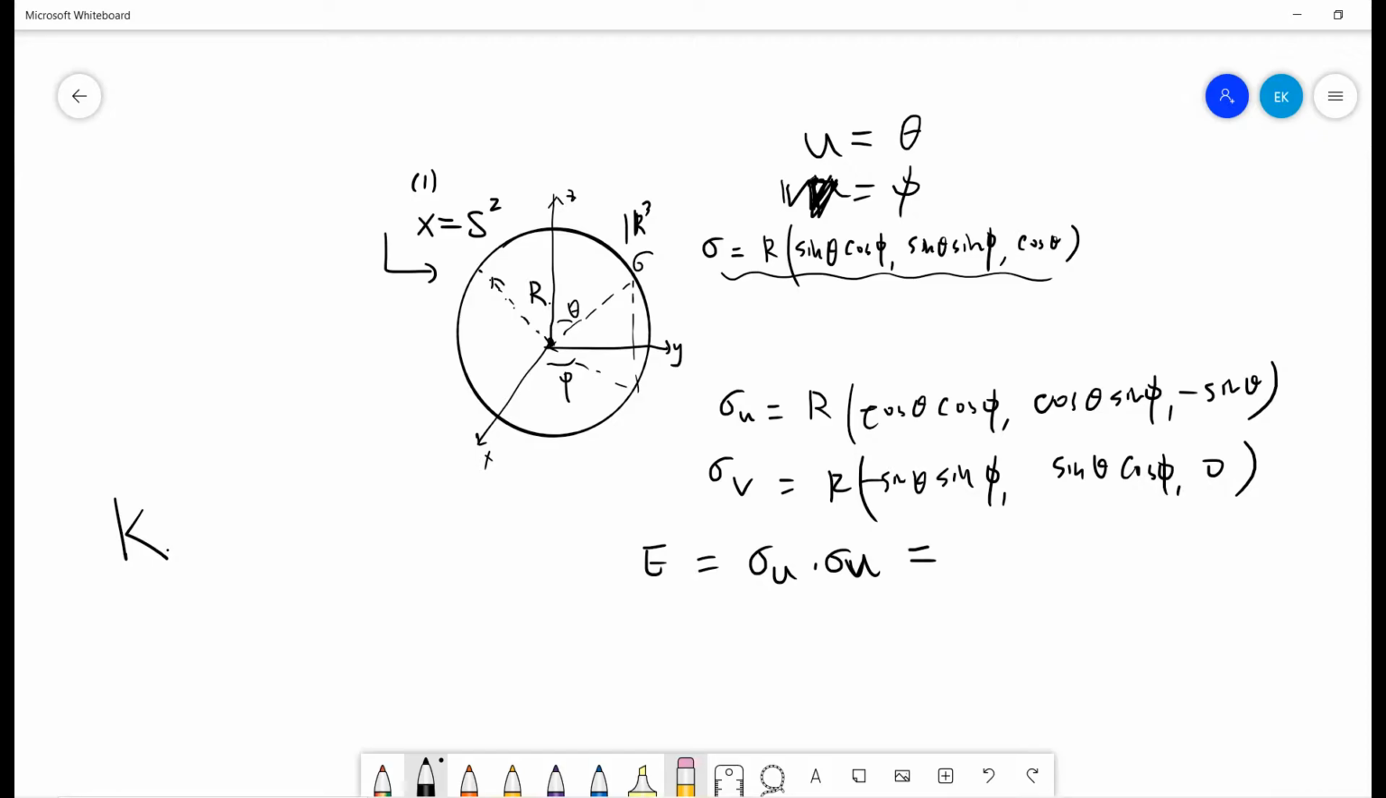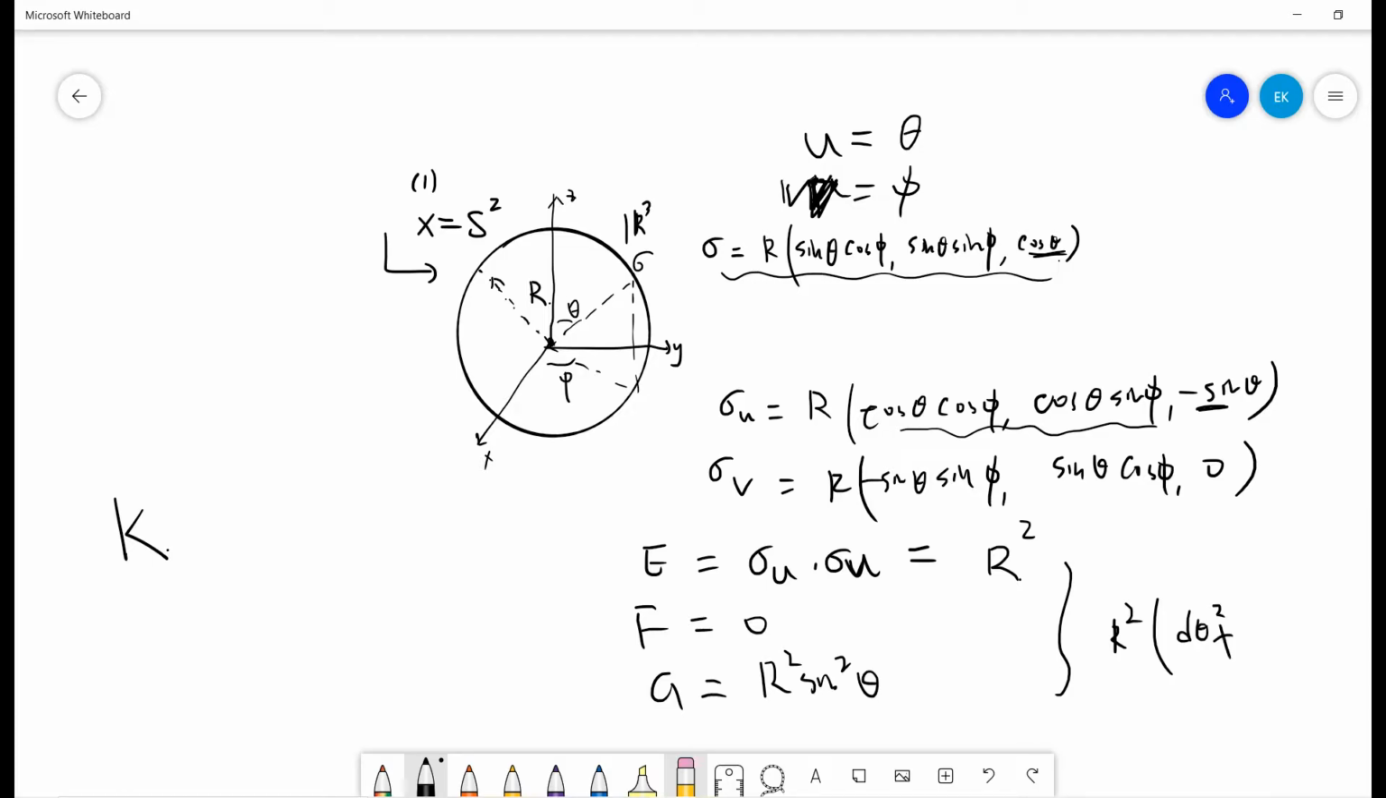Sigma u dot sigma u is just r squared; you can check this because if you square both, you get r squared. F you get 0, and G you get r squared sine squared theta. So this is the famous form, r squared d theta squared plus r squared sine squared theta d phi squared. This is the standard calculus result.